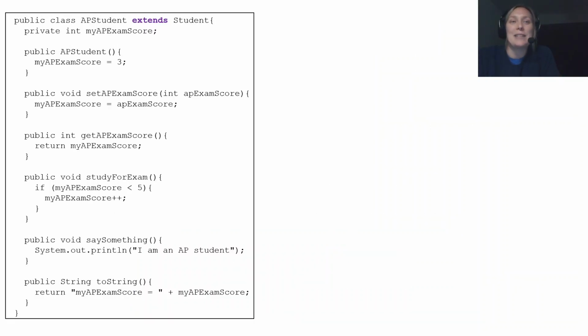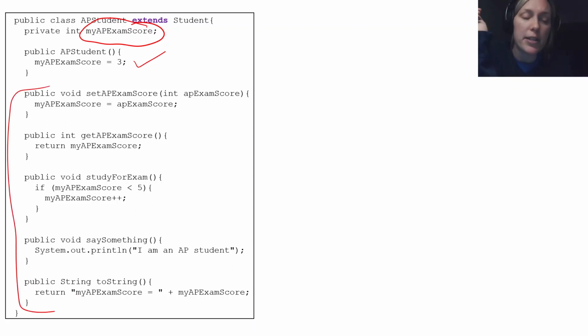Okay, let's add on to this. I have one more class. I have an AP student. Okay? AP student extends student. So that's inheritance. And again, that's a one-way relationship, because if you're an AP student, you are a student, right? AP student is a student, but not the other way around. A student might not necessarily be an AP student. Okay? So here's AP student. They have one instance variable. They have a constructor. And then they have these public methods.